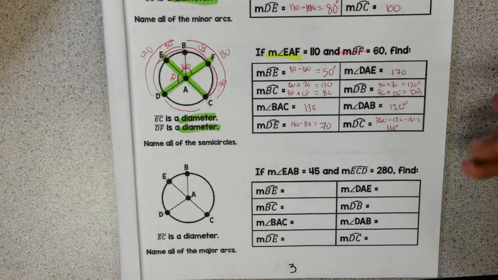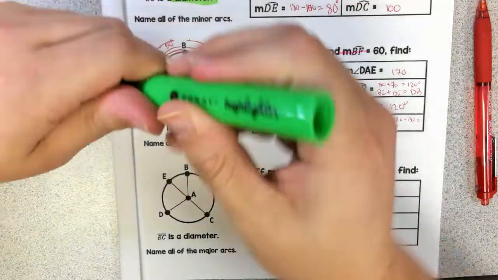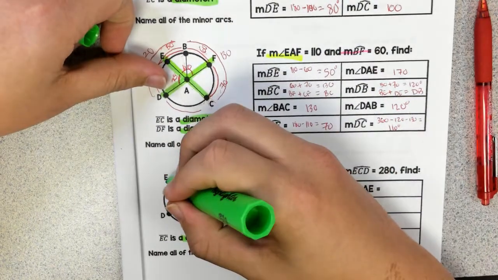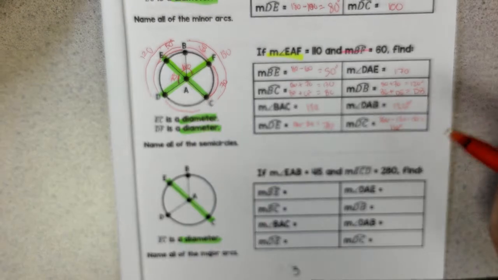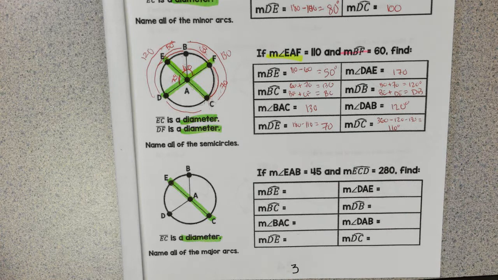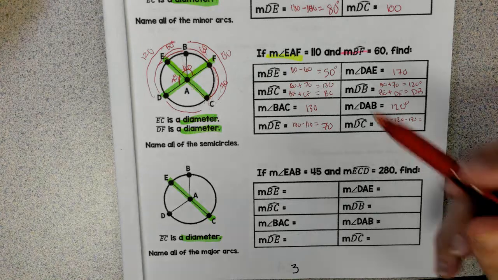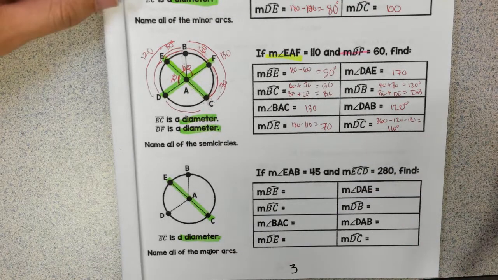Okay, our last example, we have the circle, and it says that EC is a diameter. So let's highlight our EC here. Boom, there's our diameter. Okay. It says name all of the major arcs. Oh, we did not name all of our major arcs on our previous ones, but that's okay. We'll do that now. And then we will go back and we'll name all of the semicircles and we'll name all the minor arcs. So we'll wait to do that. Let's fill in the table first.